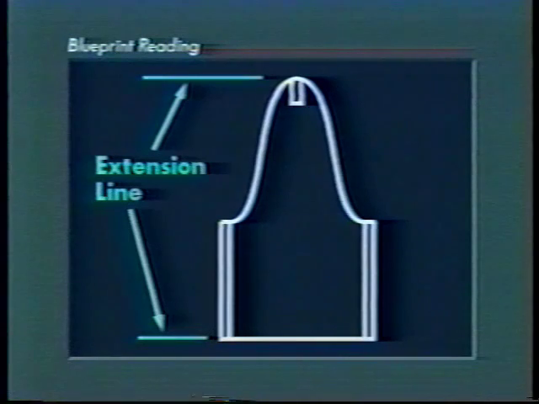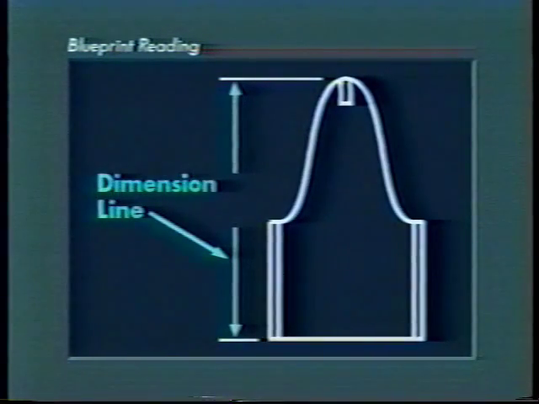Extension lines are thin, light lines that extend from the object, which illustrate the length of a particular detail, which is labeled with a dimension. Dimension lines indicate the size of an object or the distance between 2 points. A dimension line has an arrow at each end and a space in the middle for the dimension.